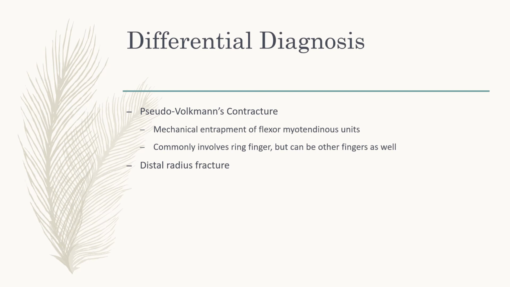Differential diagnosis. One differential diagnosis is Volkmann's contracture, which is the mechanical entrapment of the flexor myotendinous units. It commonly involves the ring finger, but can also affect the other fingers as well. Another differential diagnosis is a distal radius fracture.